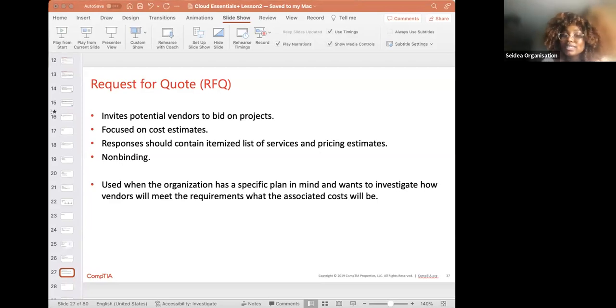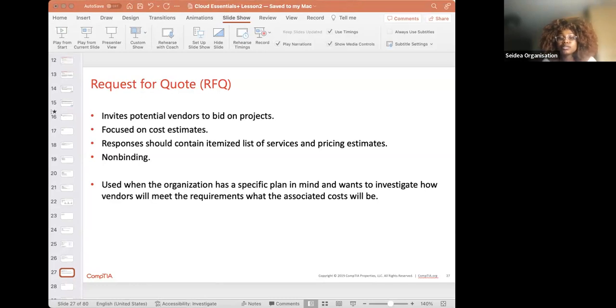Now, this is when an organization has a well-defined plan. The plan has to be well-defined. Remember, it has to be well-defined for request for information and also for request for quote. But especially for request for quote, because the well-defined plan is going to allow the vendor to know the exact cost for the plan that you have.